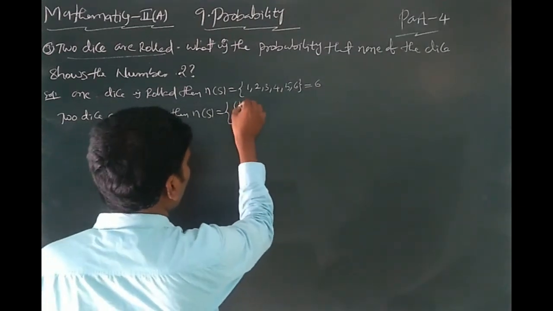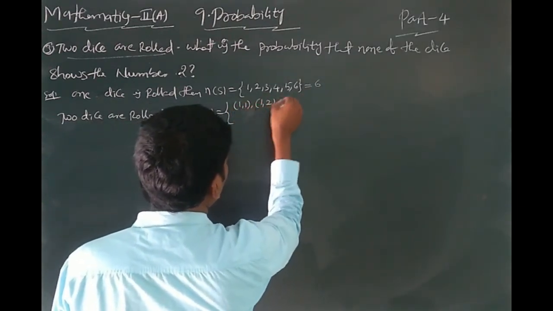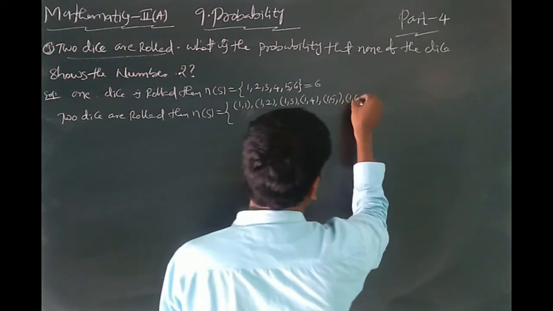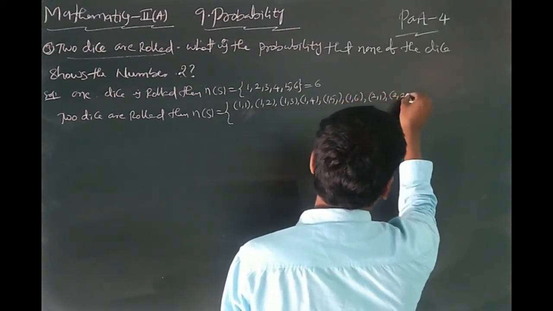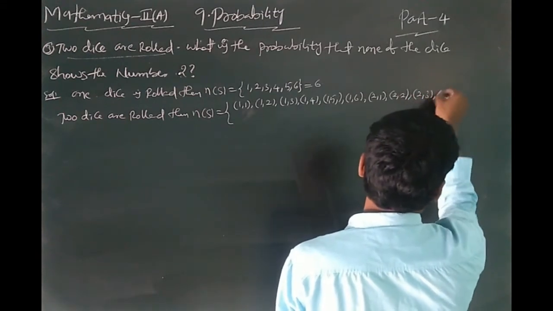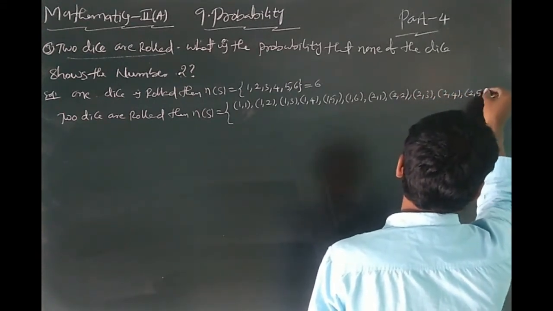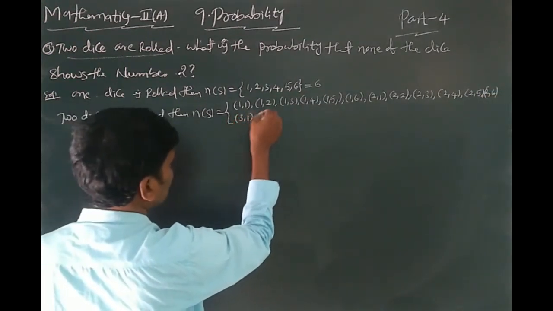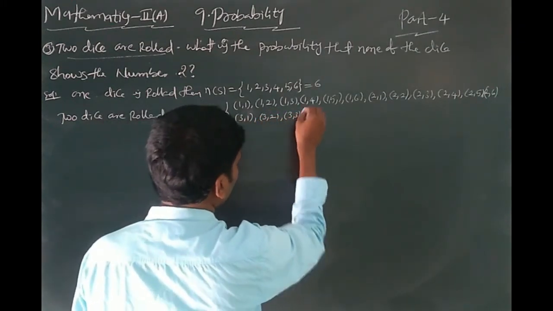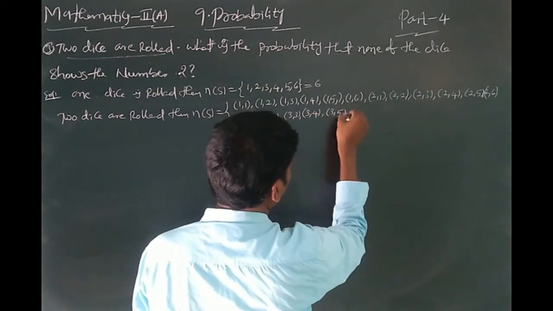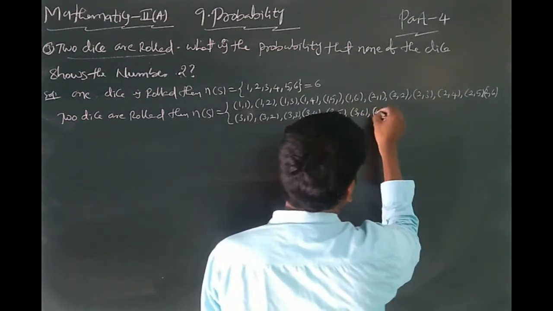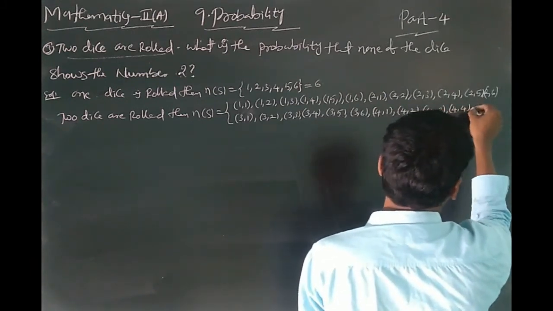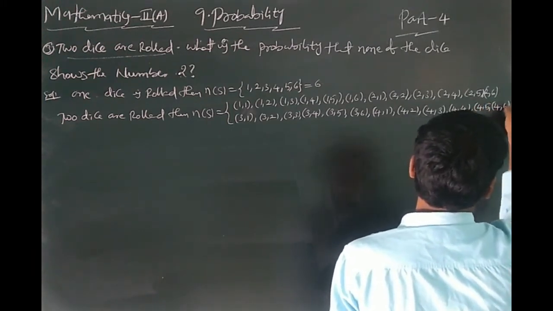The outcomes are (1,1), (1,2), (1,3), (1,4), (1,5) and (1,6). (2,1), (2,2), (2,3), (2,4), (2,5) and (2,6). Similarly, (3,1), (3,2), (3,3), (3,4), (3,5), (3,6). Similarly, (4,1), (4,2), (4,3), (4,4), (4,5) and (4,6).